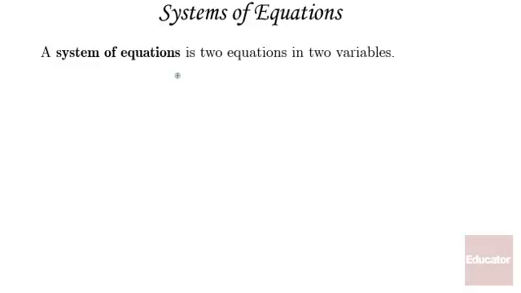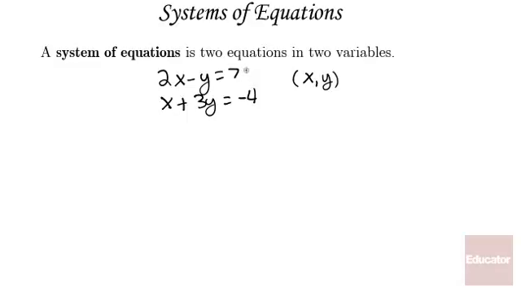For example, a system of equations could be something such as 2x minus y equals 7 when it's considered along with another equation such as x plus 3y equals negative 4. And a solution to a system of equations would be a value for x and a value for y, so a set of values that satisfies both of the equations.